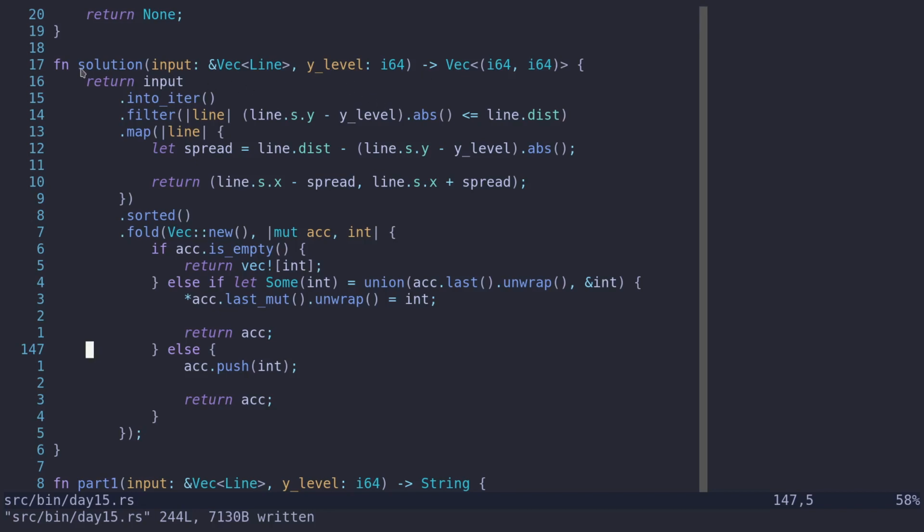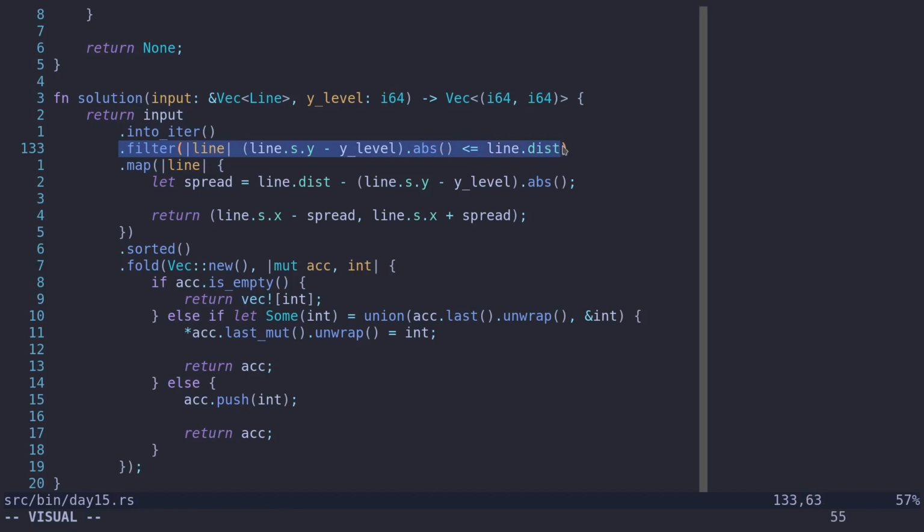So what we want to be able to do with this function is to get a row in the map, and using the sensors we want to find which spots are visible using that sensor, or using all the sensors in fact. So we have to filter all the sensors that are able to reach that Y level.